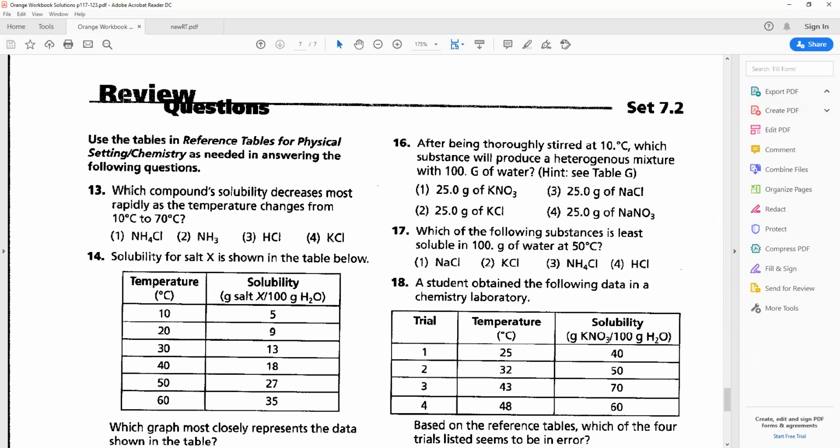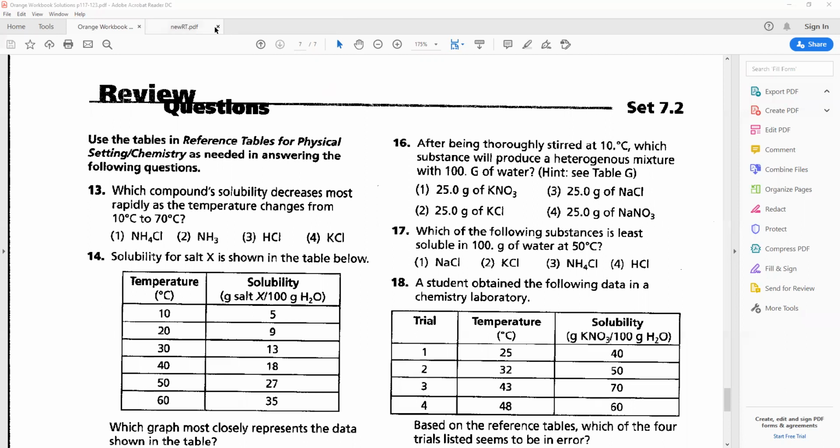So we're going to start with question number 13. It says, which compound's solubility decreases most rapidly as the temperature changes from 10 to 70 degrees Celsius. So let's see, what happens to the temperature? Temperature goes from 10 to 70, so temperature increases. So when the temperature increases, we want the solubility to decrease.